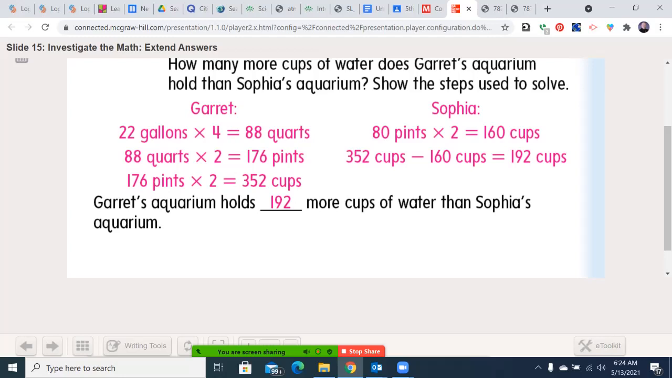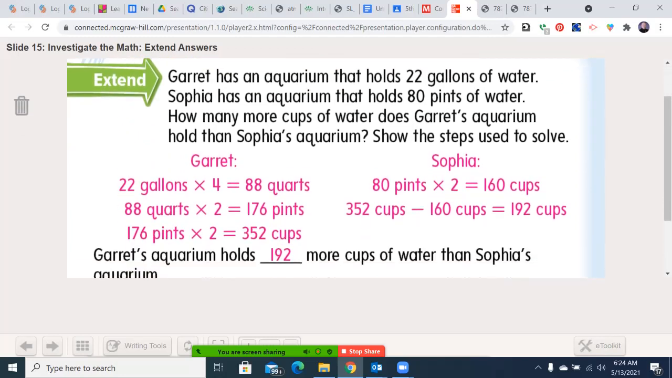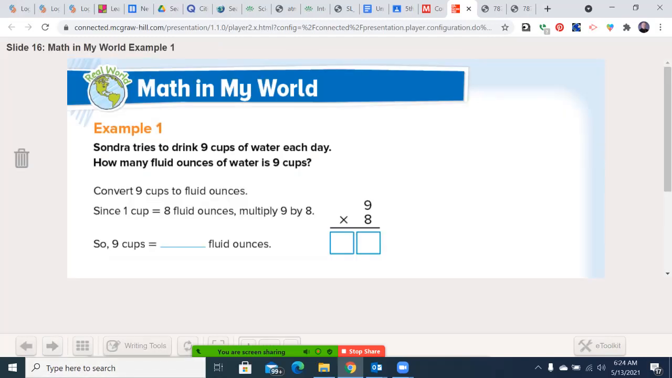You won't get a lot of problems like that, and be thankful for that. We would have probably done pints to gallons and figured out how many more gallons it holds. That's going to be a much more common operation in your future.